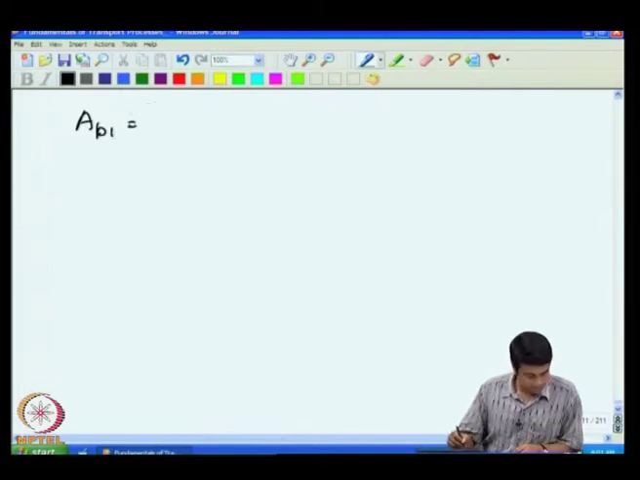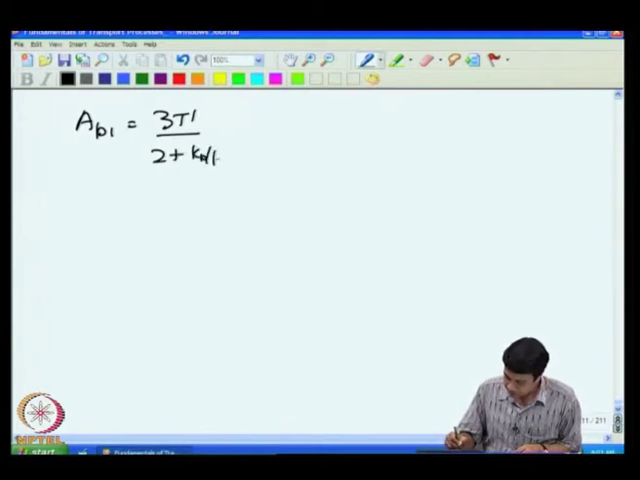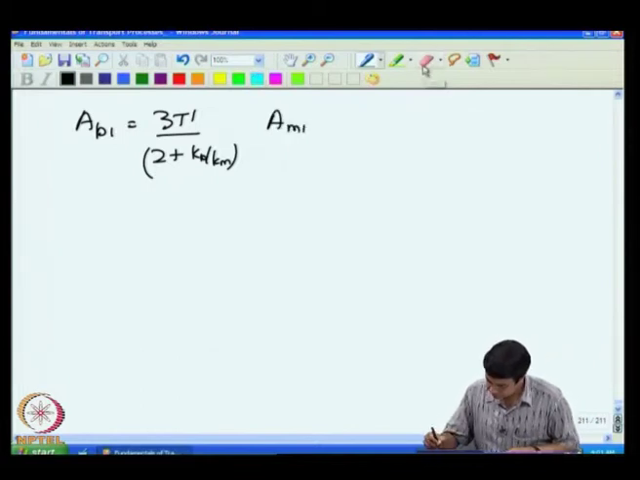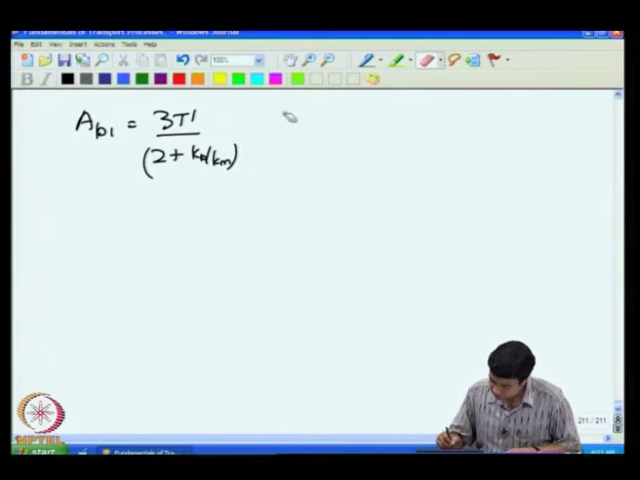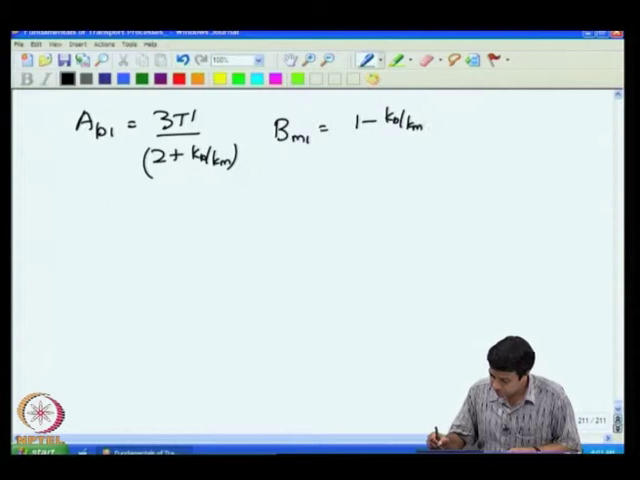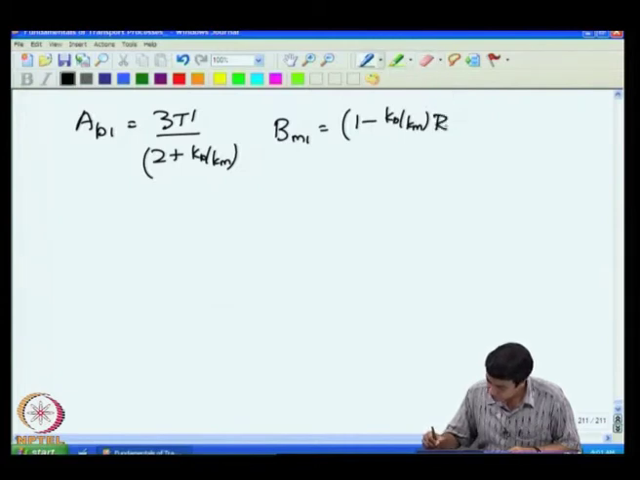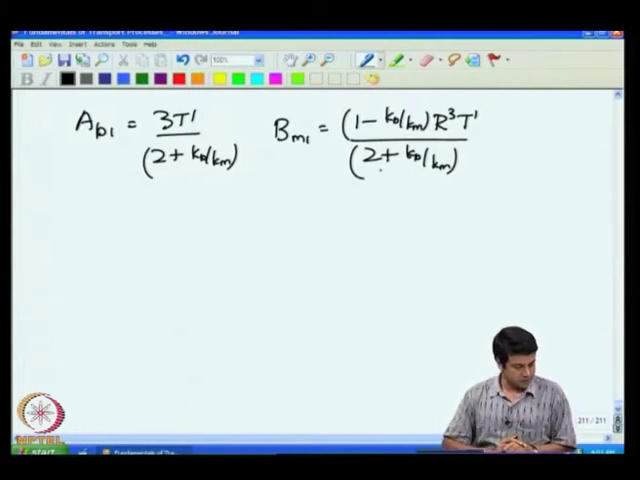A P1 will be equal to 3 T prime by 2 plus Kp by Km, and B m1 is equal to 1 minus Kp by Km into r cubed, T prime by 2 plus Kp by Km. Okay, so, these are the final solutions for the temperature fields.